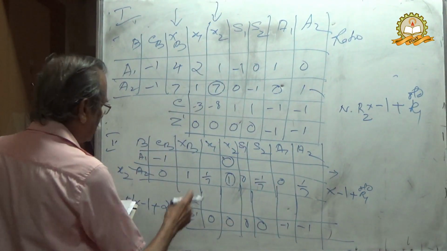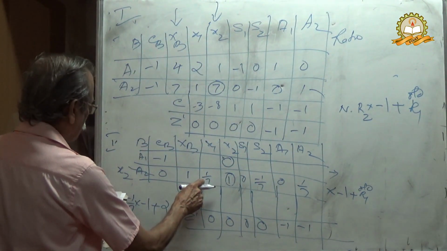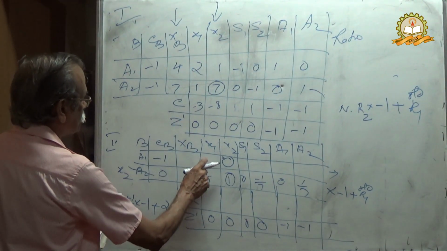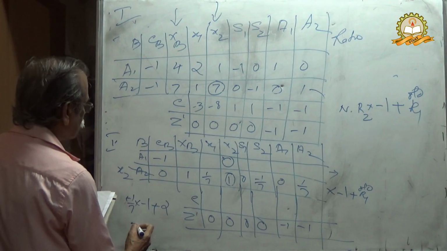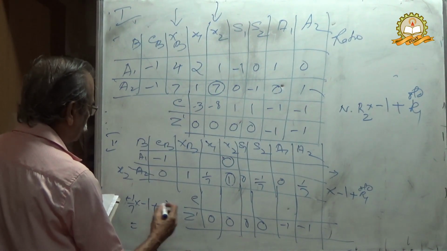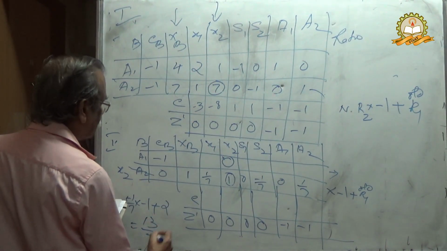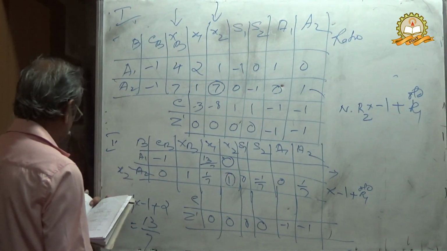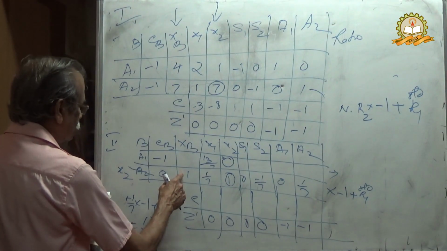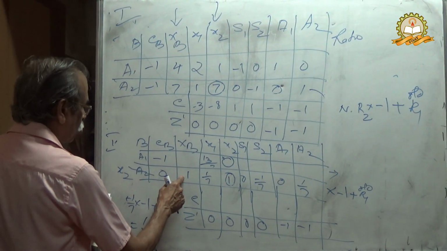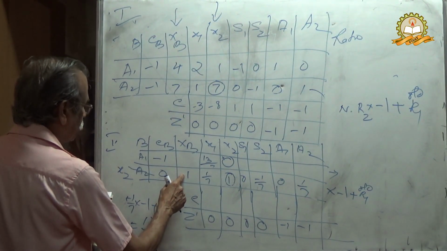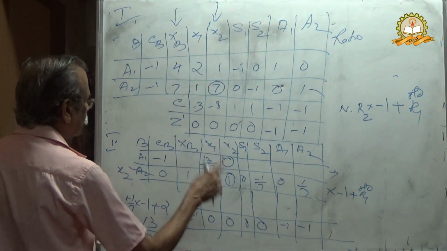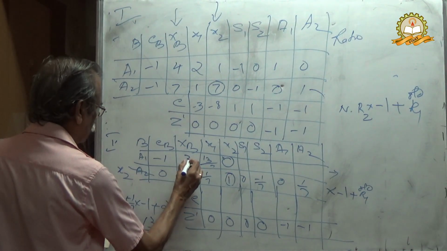Therefore, under x1 you have negative 1 by 7 into negative 1 plus the number here, 2, which is equal to 1 by negative 13 by 7. Therefore, this becomes 13 by 7. In this column you have 1 into minus 1 plus 4, which equals 3.